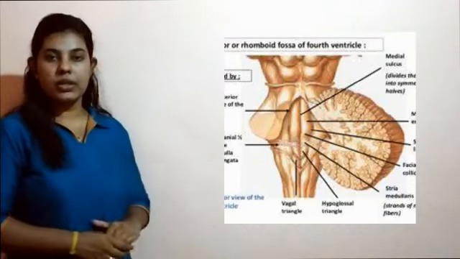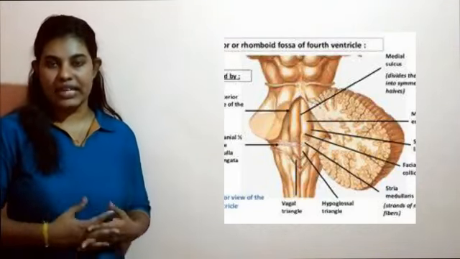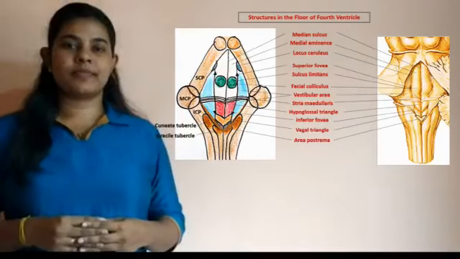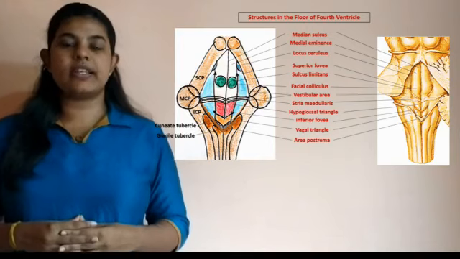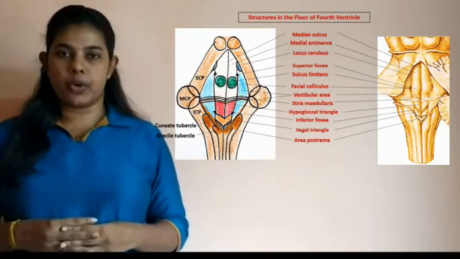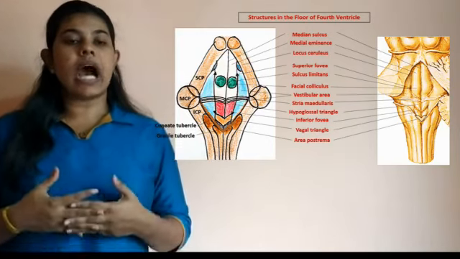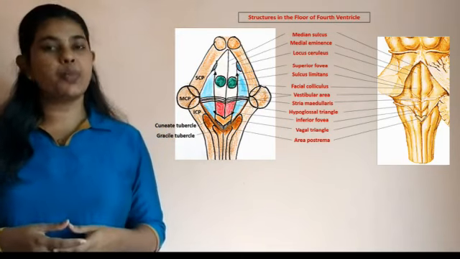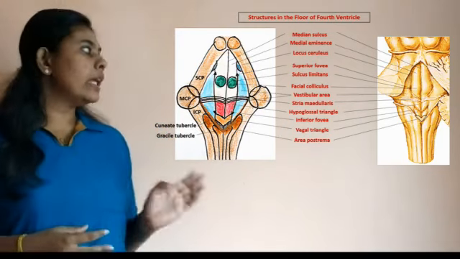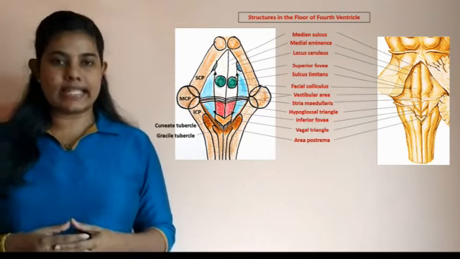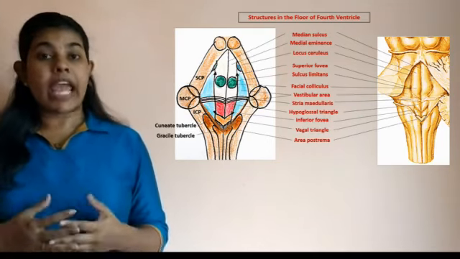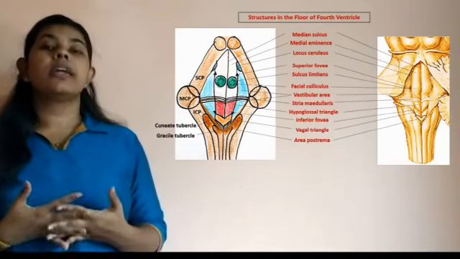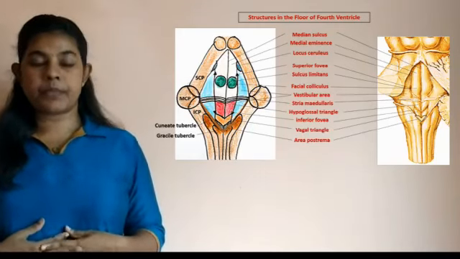The fourth ventricle floor is also referred to as the rhomboid floor. Let's see the floor of the fourth ventricle. The floor is known as the rhomboid floor or fossa. The upper boundaries are formed by the superior cerebellar peduncle, and the lower boundaries are formed by the gracile and cuneate tubercles and their underlying nucleus. Above them, you can see the inferior cerebellar peduncle.